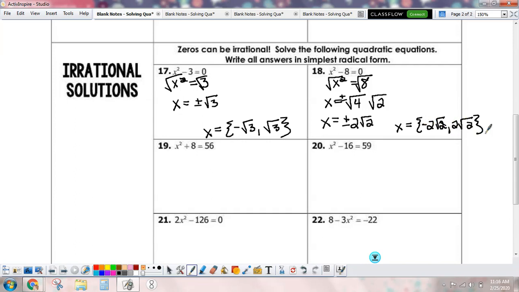So you're going to apply those rules for all of these ones with irrational solutions. And remember, if you're finding the square root of a negative number, that means there's no solution.